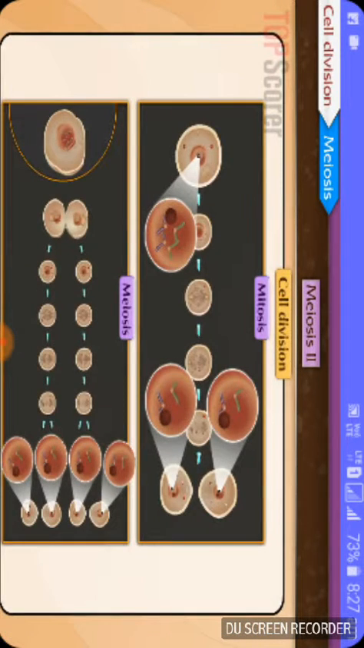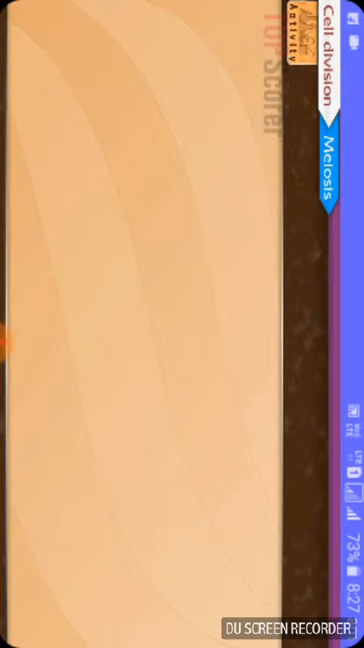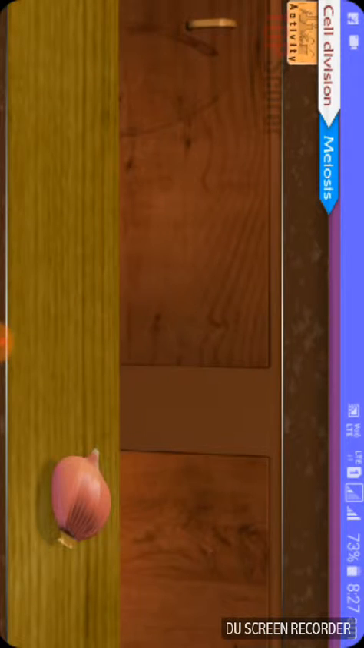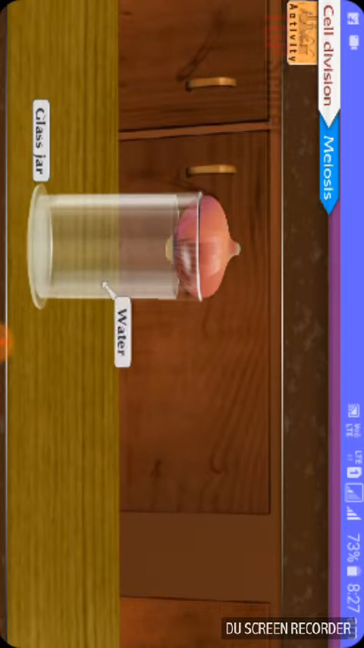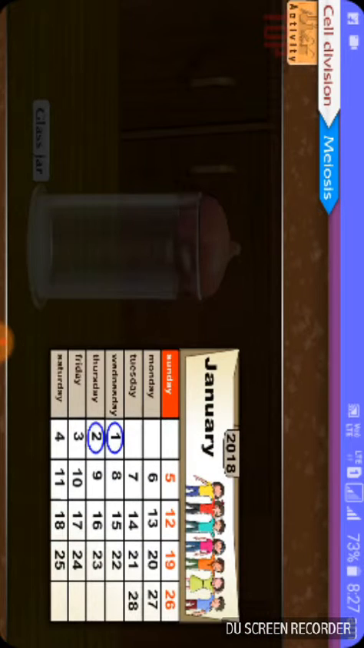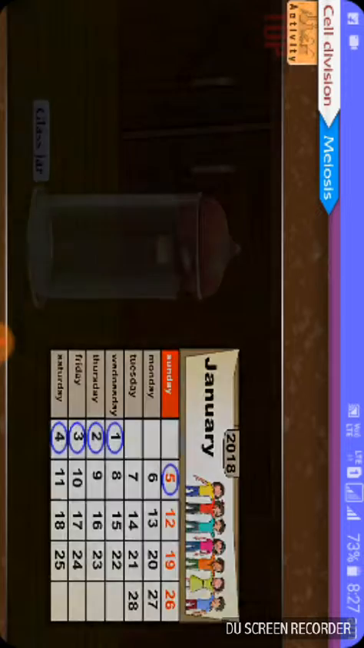After learning about cell division, let us do an interesting activity to observe different steps of mitosis in onion plant. Activity: take a medium-sized onion and keep it in a glass jar filled with water in such a way that the roots of the onion remain dipped in the water. New roots develop within 4 to 5 days.